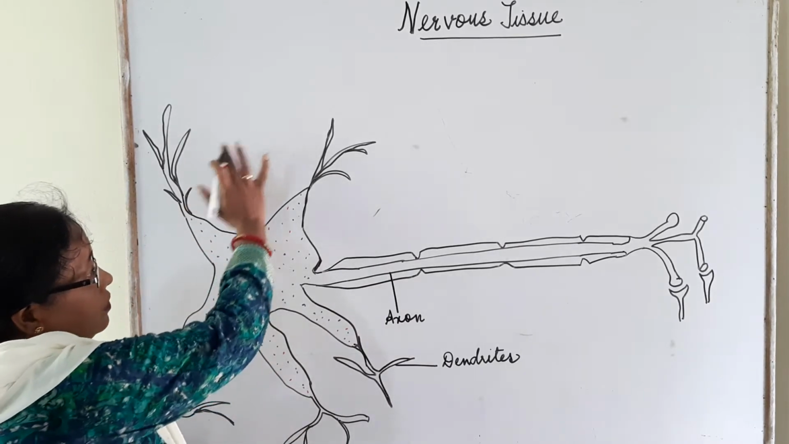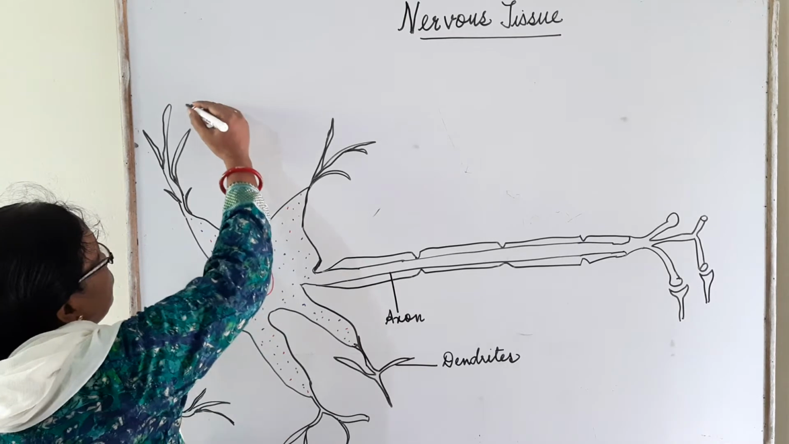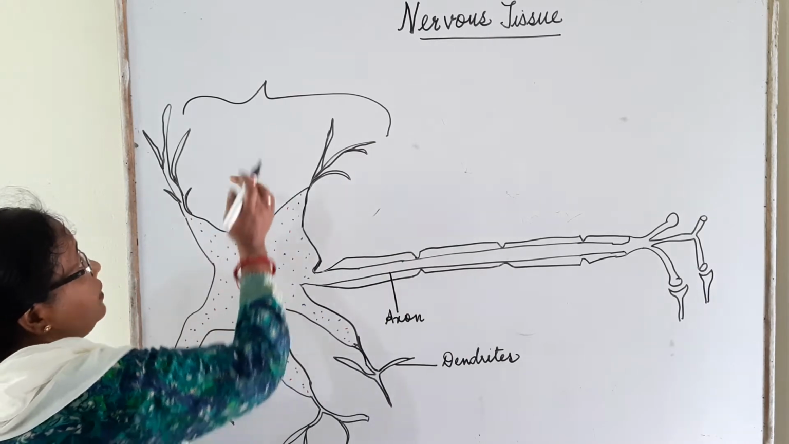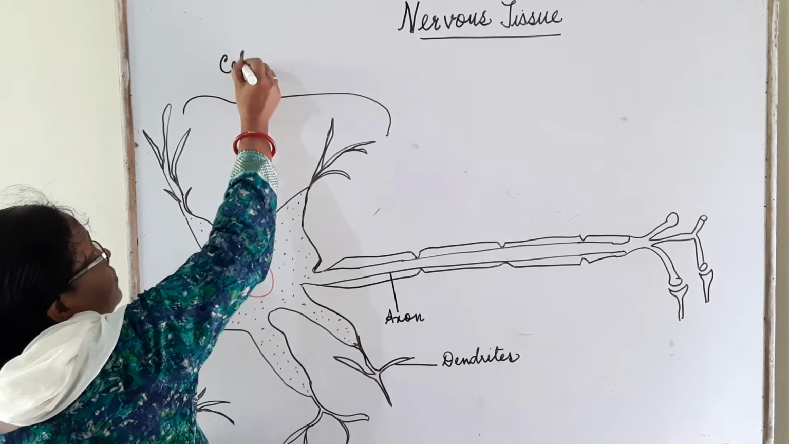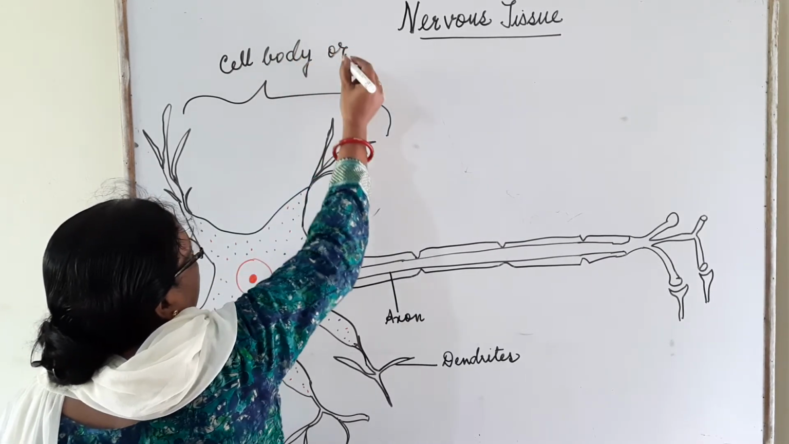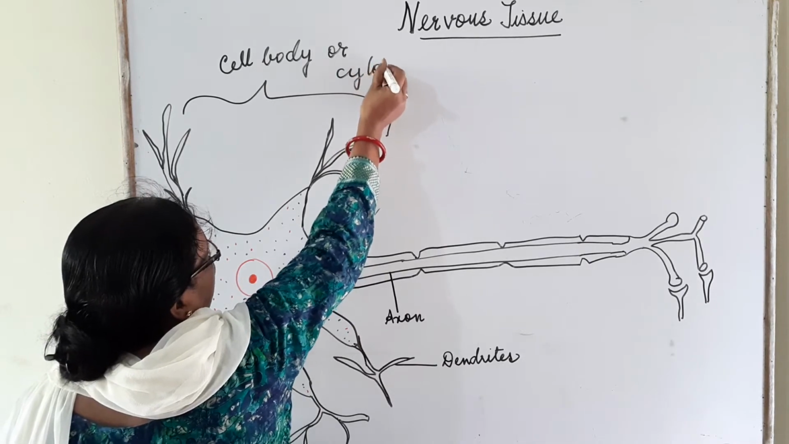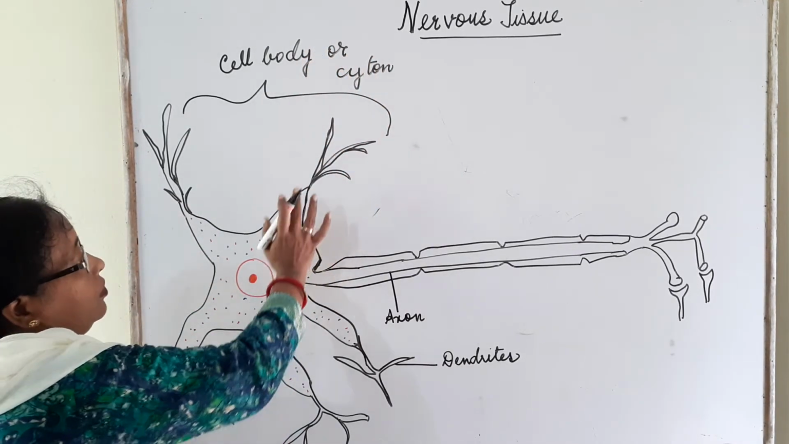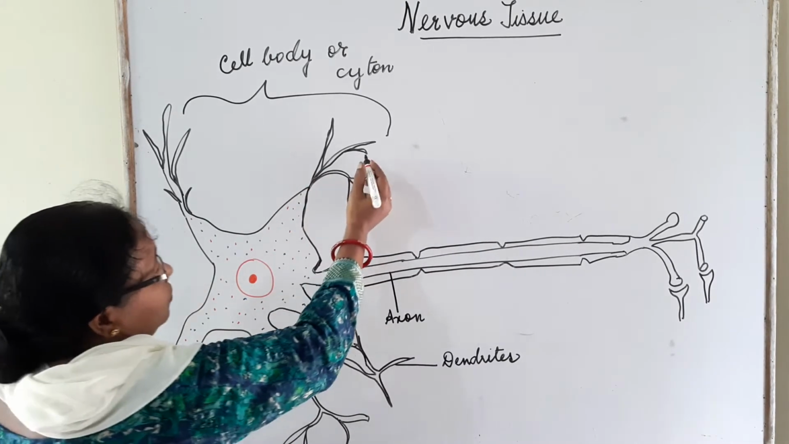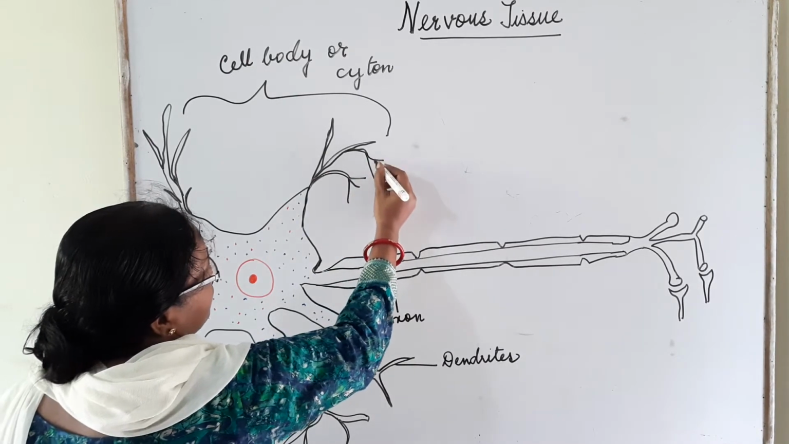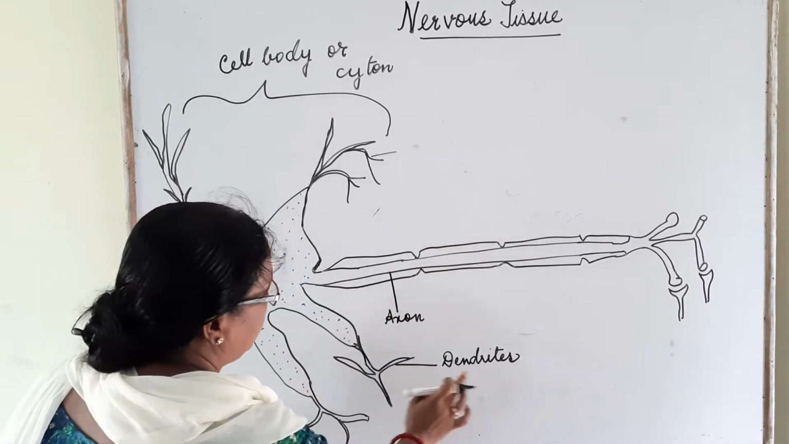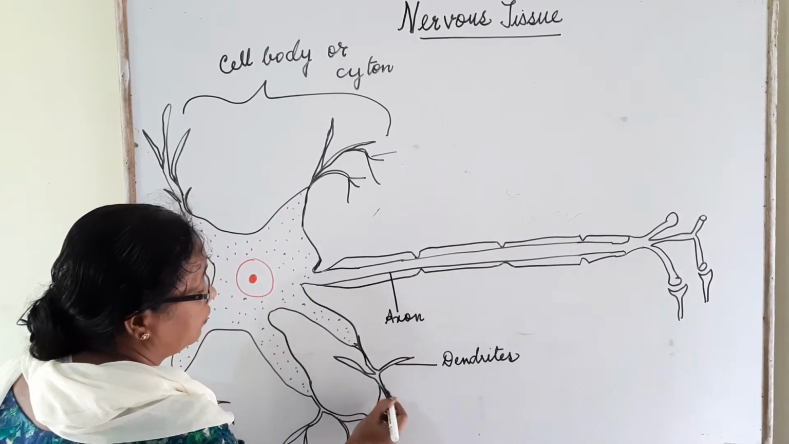A neuron consists of a cell body. This round structure is known as cell body or the cyton. This branched structure is known as dendrites. These branch structures are known as dendrites.